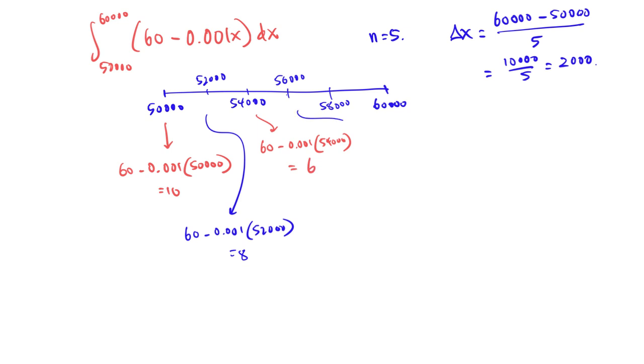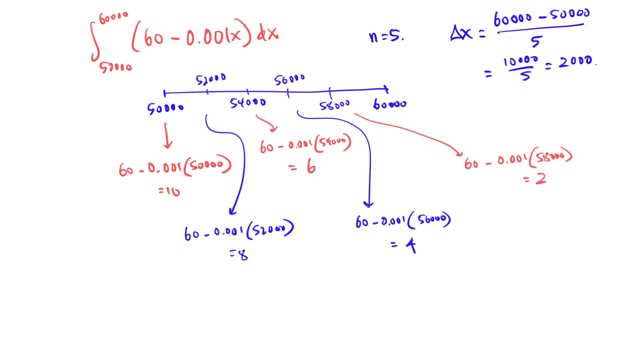For the next endpoint, 60 minus 0.001 times 56,000, we will get 4. And lastly, for the last left endpoint, 60 minus 0.001 times 58,000, this will give us 2.